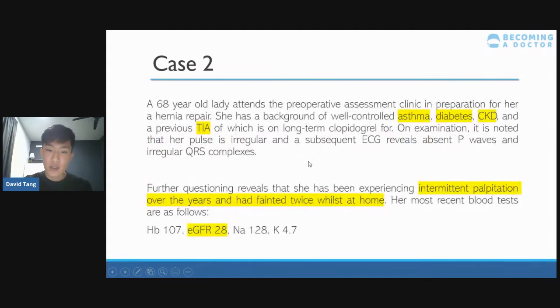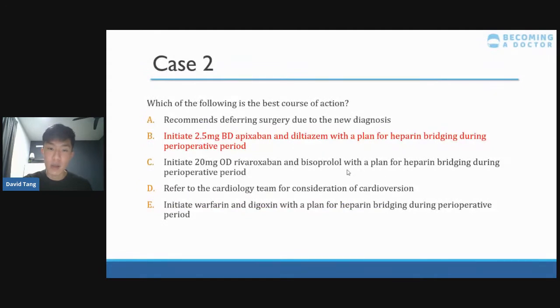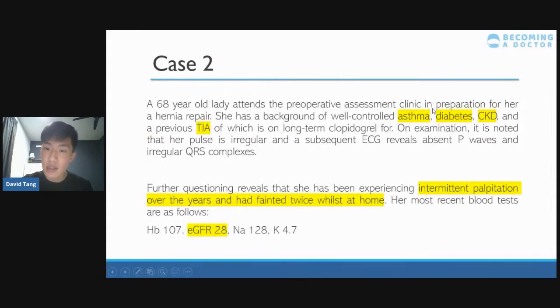In terms of rate control, you should see here that the patient has intermittent palpitations and fainted twice, meaning the patient actually has symptoms. Symptomatic AF should be treated. And in our options, we have diltiazem and bisoprolol. And why we went for diltiazem is that bisoprolol, if you remember, one of the side effects is exacerbation of asthma. And it just so happened that the patient also has asthma as an underlying background. And these are the other comorbidities which increase the patient's score for risk of thromboembolic events.